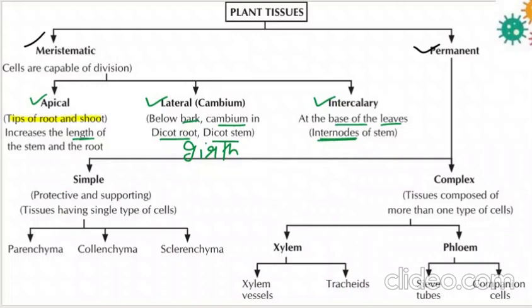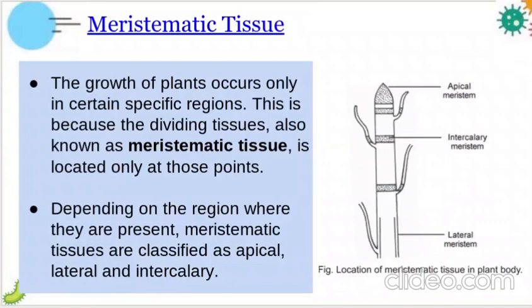Now coming towards permanent. Permanent tissues are divided into two more: simple permanent and complex permanent. Simple permanent tissues are protective and supporting tissues, and they have one type of cell. They are divided into three parts: parenchyma, collenchyma, and sclerenchyma, and all these we're going to study today. Next is complex tissue. They are made up of more than one type of cell, and they are again divided into two types: xylem and phloem. Xylem consists of xylem vessels, tracheids, fibers, and parenchyma, and phloem consists of sieve tubes, companion cells, phloem fibers, and parenchyma.